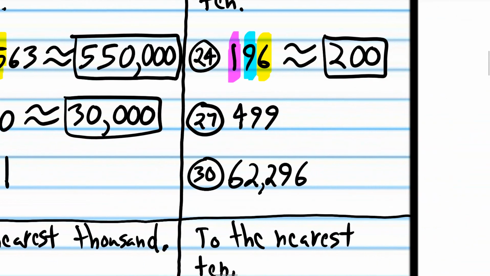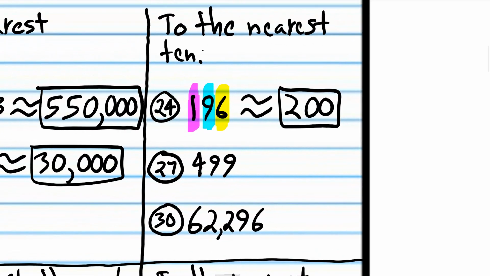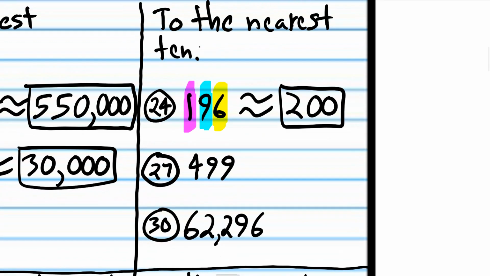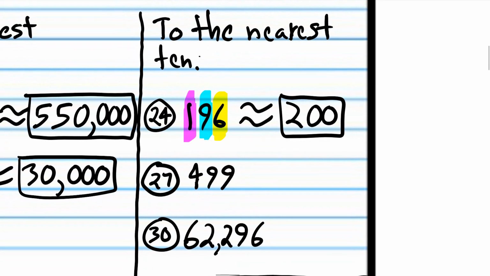So we already learned how to round. We already learned the basic concept of rounding. But this is just a special case. Rounding to the nearest tens place, number 27. Why don't you try that? And when you come back, we'll do it together.